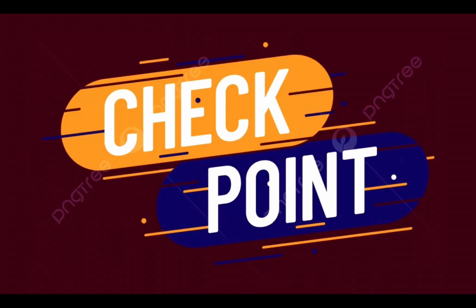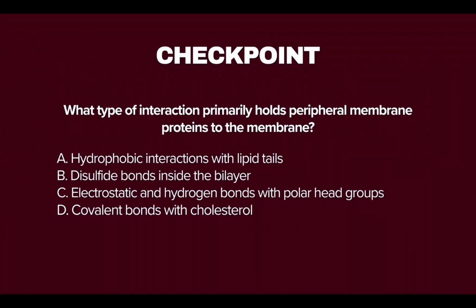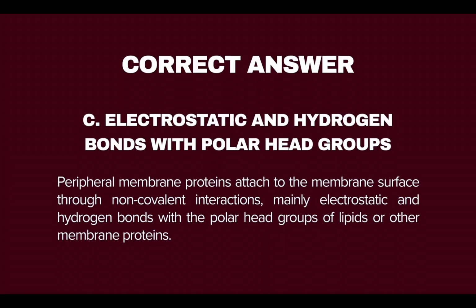Now it's time for a checkpoint. If you wish to participate, please pause the video. What type of interaction primarily holds peripheral proteins to the membrane? And the correct answer is C. Electrostatic and hydrogen bonds with polar head groups.